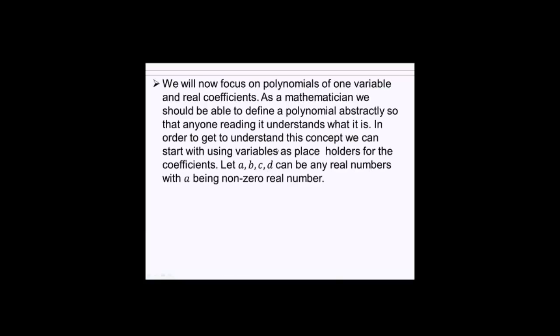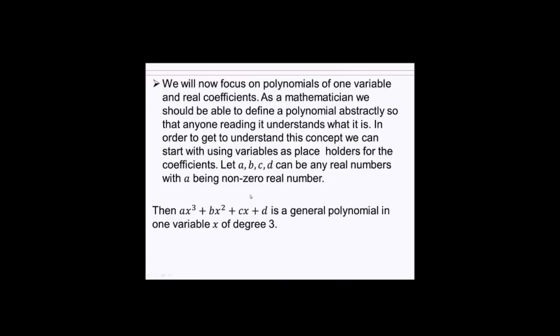So let's talk about polynomials as a mathematician would. How do we represent arbitrary polynomials? In order to define arbitrary polynomials, we use variables to denote the coefficients. So for example, if I wrote ax cubed plus bx squared plus cx plus d, where I allow a, b, c, d to be any real numbers, and a has to be a non-zero real number so that you don't have zero here, then this would be a generic polynomial of degree 3.